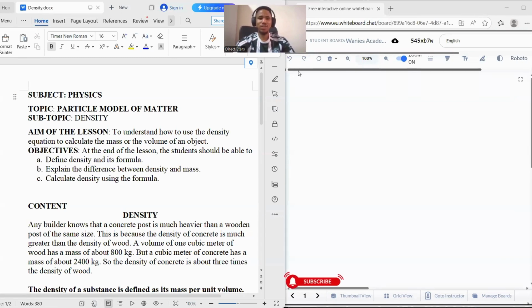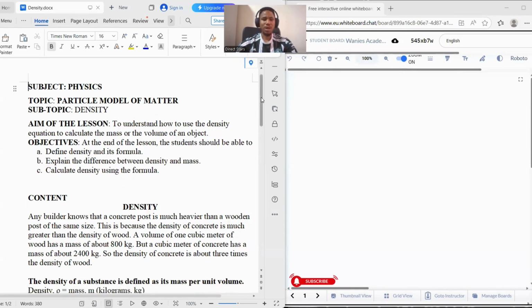Our subject is physics, where our topic for today is particle model of matter, while the subtopic is density. The aim of today's lesson is for you to understand how to use the density equation to calculate mass or the volume of an object. The objective of today's lesson is for you to know how to define density, to know the formula, explain the difference between density and mass, then calculate density using the formula.